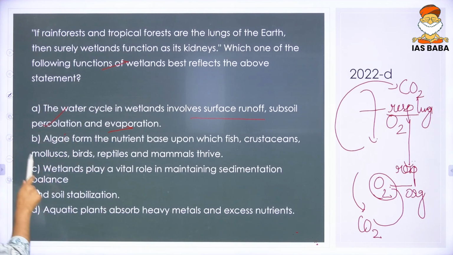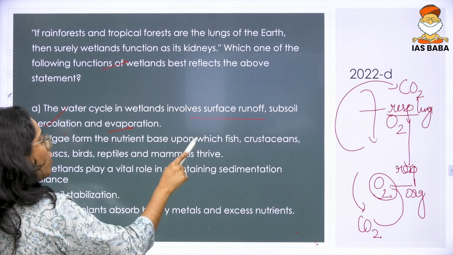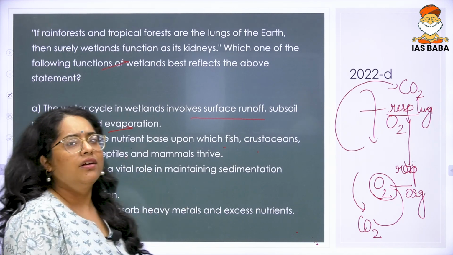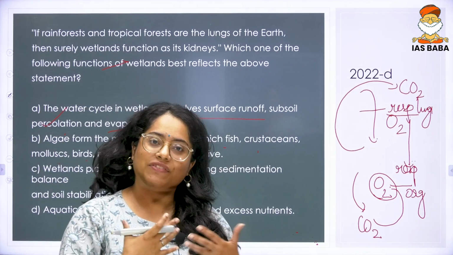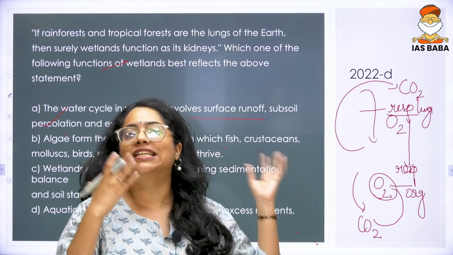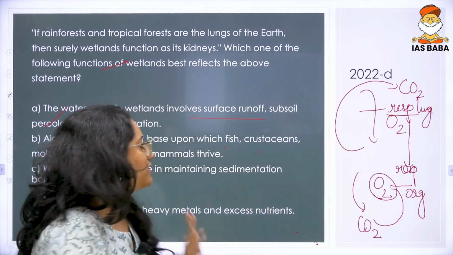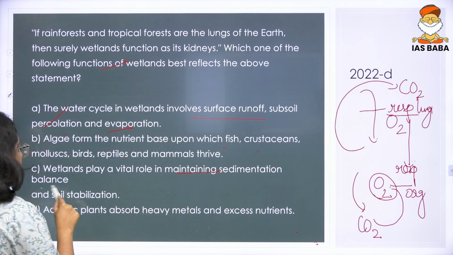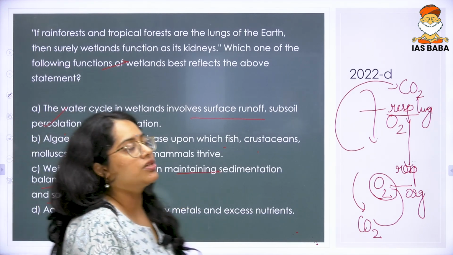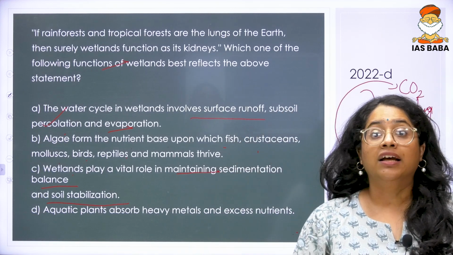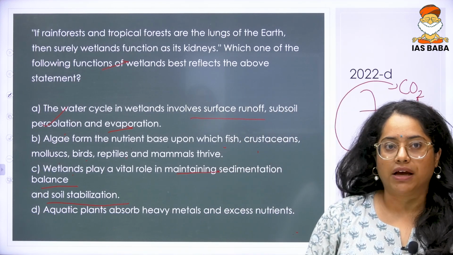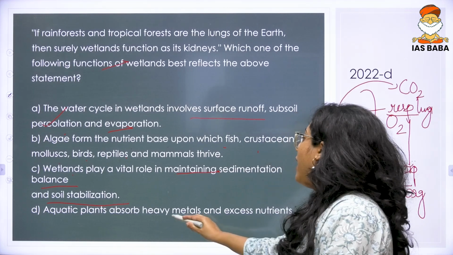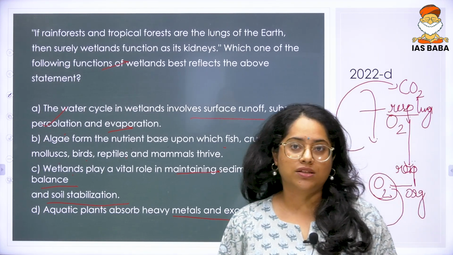The second statement reads: algae form the nutrient base upon which fish, crustaceans, mollusks, birds, reptiles and mammals thrive. It's a very broad statement, and how it is related is not very clear. The third statement reads: wetlands play a vital role in maintaining sedimentation balance and soil stabilization. This is also a correct thing. Let's read the fourth one and then have a comparison. The fourth one says: the aquatic plants absorb the heavy metals and excess nutrients.